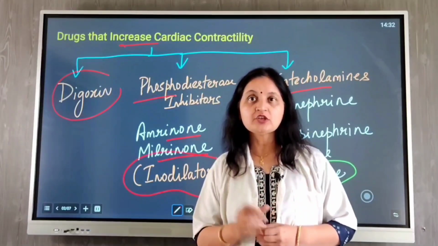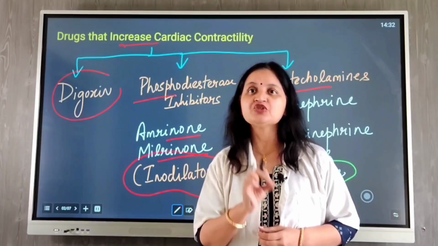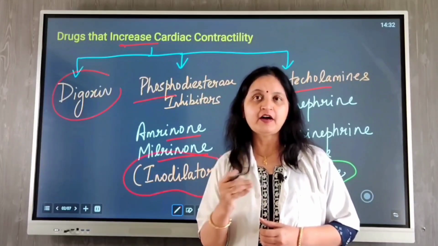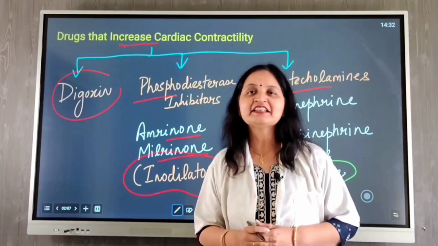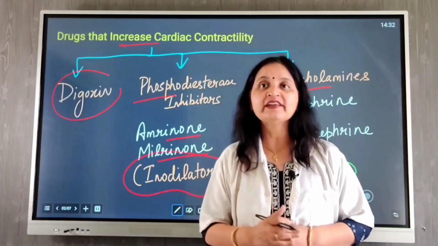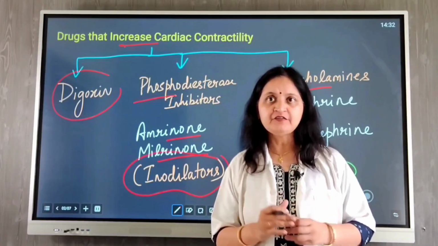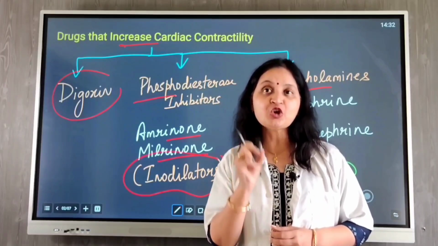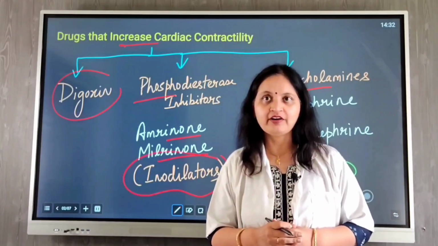So now the question is, why do doctors still prefer digoxin in chronic heart failure when dobutamine is stronger, faster? The answer lies in the mechanism of action, how these drugs work and who really benefits. So in this video, we will break down the science and explain why digoxin still wins in the long run.